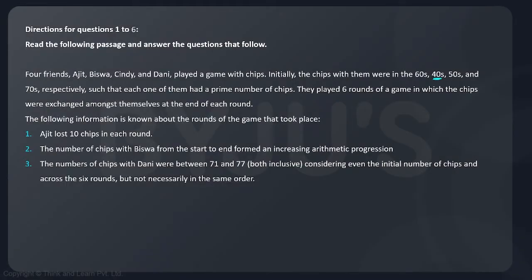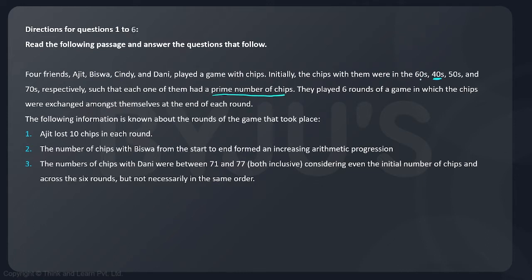So let's start doing this set. Four friends A, B, C and D played a game with chips. Initially, the chips with them were in 60s, 40s, 50s and 70s respectively, such that each one of them had a prime number of chips with them. First of all, what does that mean?